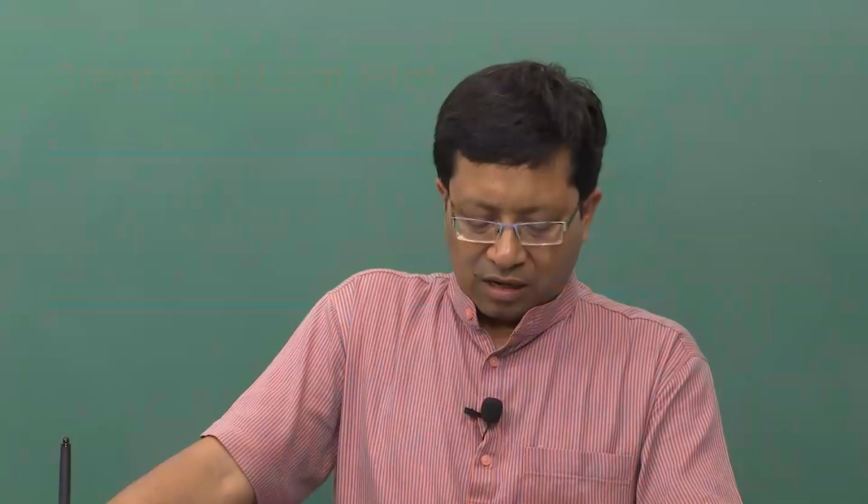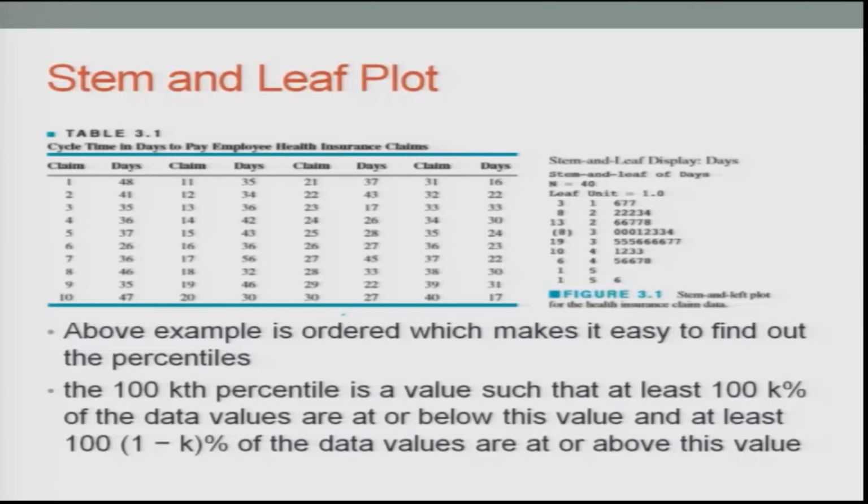So, the 100kth percentile is a value such that at least 100k percent of the data values are at or below the value, and at least 100 minus k percent of the values are at or above the value. So, if you are considering 50%, it will basically have half of the data, half of the probability. If you remember the probability part, I mentioned it quite in detail when we were considering the CDF and the PDF for the normal distribution.